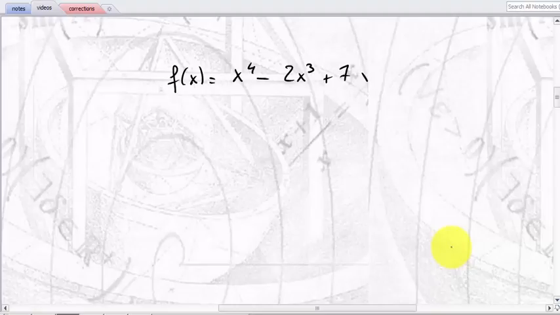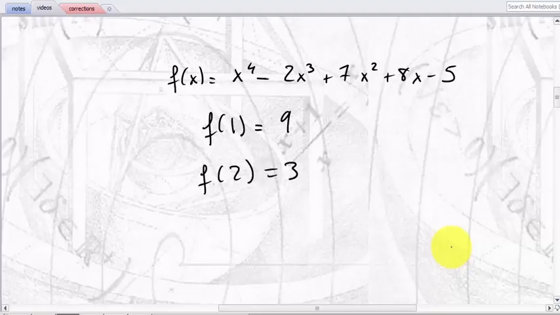Actually, this time we can take a very specific function. These were just illustrations. Now, let's take, for example, the function f of x equals x^4 minus 2x^3 plus 7x^2 plus 8x minus 5, right? Let's take this function. I plugged it in my calculator and I found that f of 1 was actually 9 and f of 2 is actually 39. All right? So let me take a value between 9 and 39. I'll take, for example, 30.